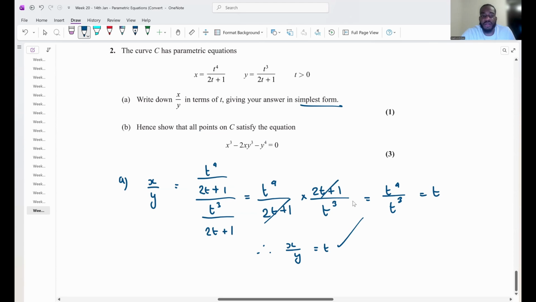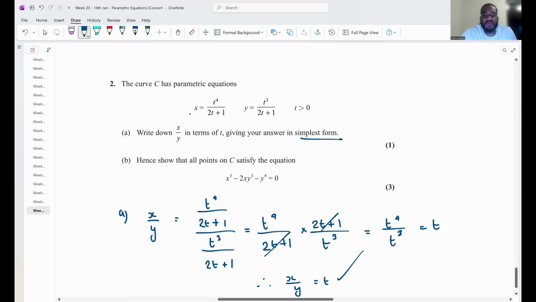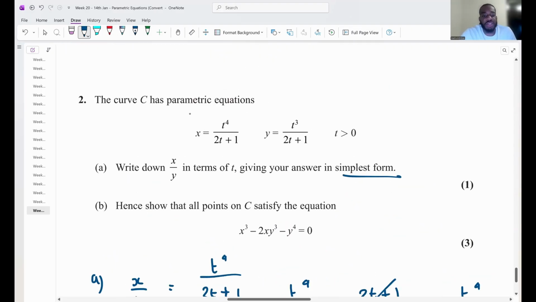Yeah, good stuff. Now, part B says hence show that all points on C satisfy the equation x cubed minus 2xy cubed minus y to the 4 equals 0 for 3 marks. Now, you see here, they haven't said anything about Cartesian. They will never do that.